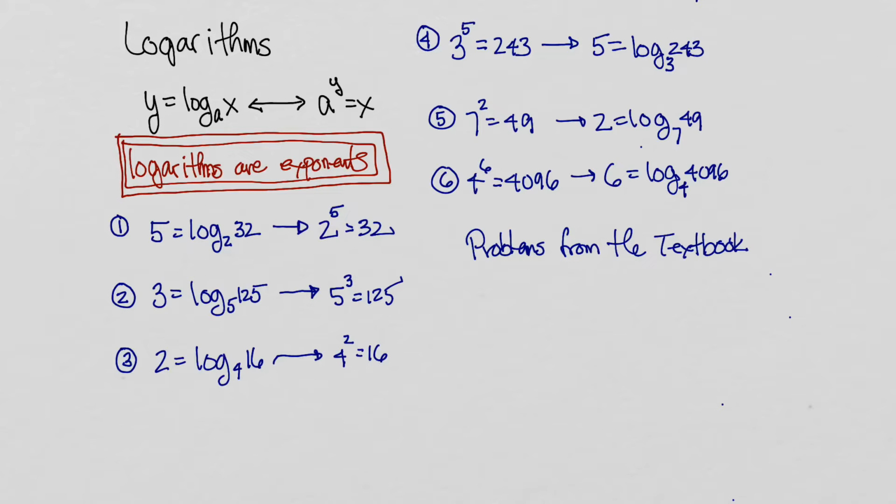Well, let's do some problems from the textbook. Here's the first problem I see. 10 to the 6th is equal to 1,000,000, and what we want to do is write this in log form. Logarithms are exponents. So the exponent here is 6, so 6 is the logarithm, the exponent, base 10, of 1,000,000.